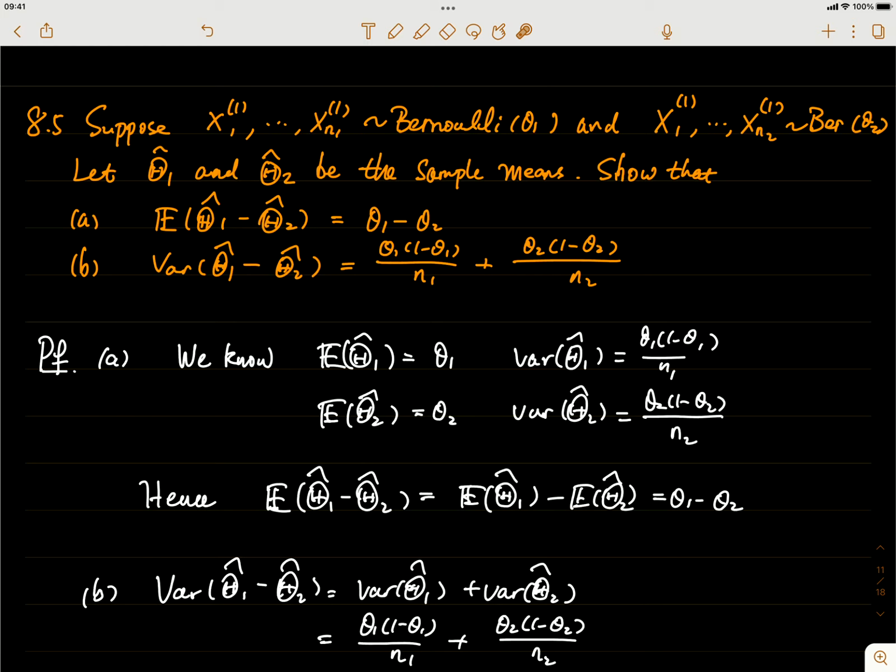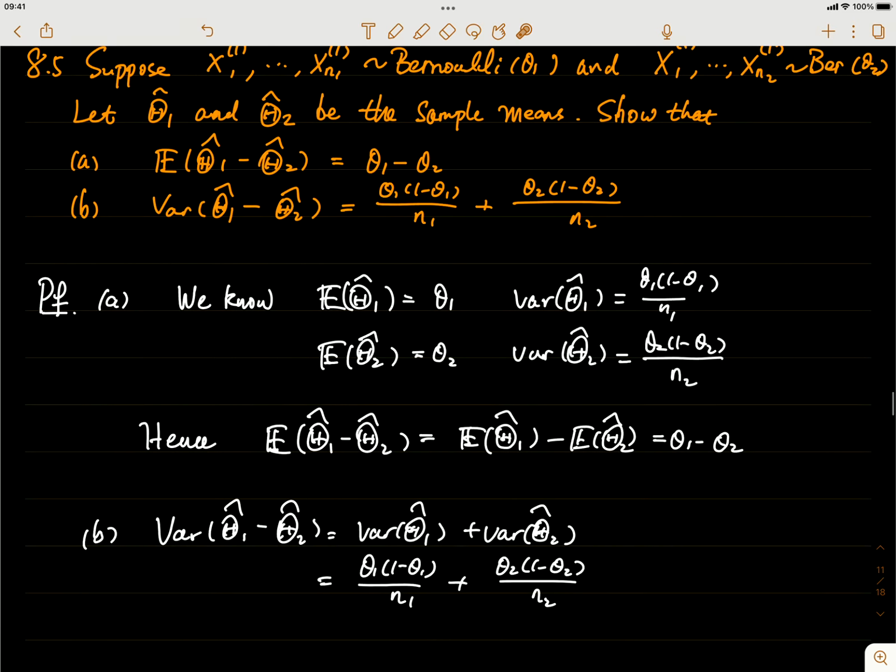From this, we can easily get the mean and the variance of their difference. The expectation of the difference is just the difference of their expectations, because expectation is a linear operation. We have shown that the expectations are theta 1 and theta 2 for these two, so we have theta 1 minus theta 2. That is the expectation of theta 1 hat minus theta 2 hat.